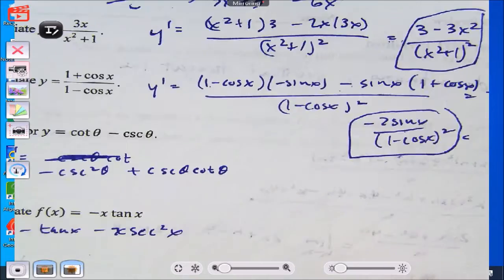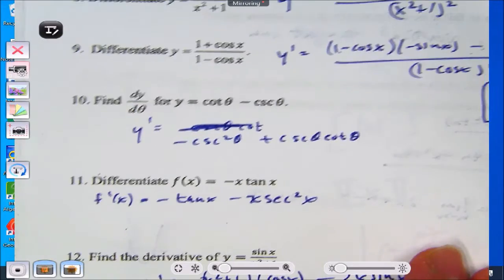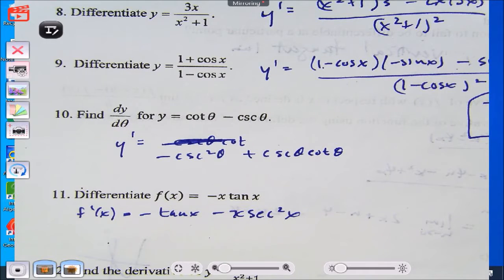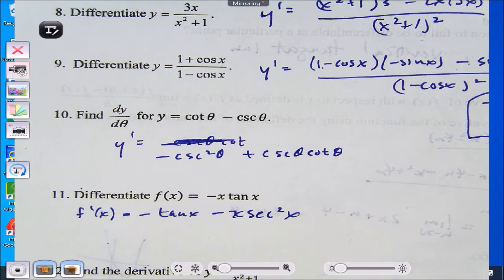Number 10 is a question of, do you know the derivative of cotangent and cosecant? That's all that is. There's no work to do. It's do you know the derivative or not? If it says find dy over d theta, that just means find the derivative.